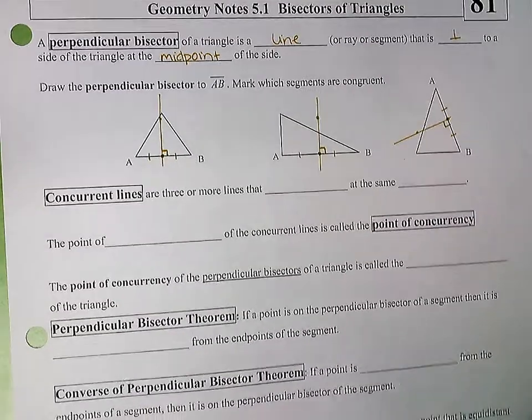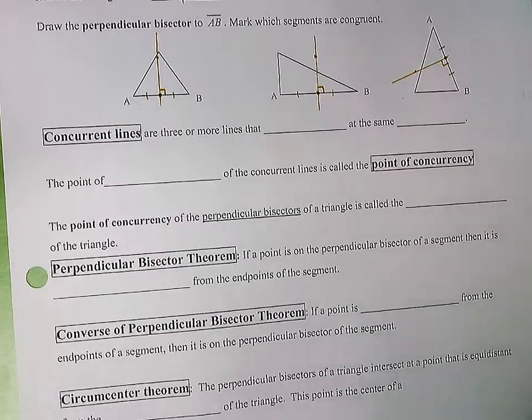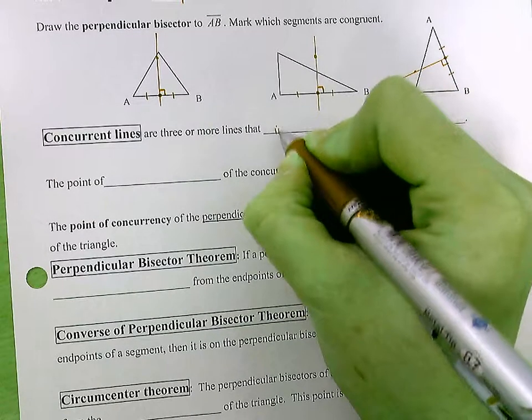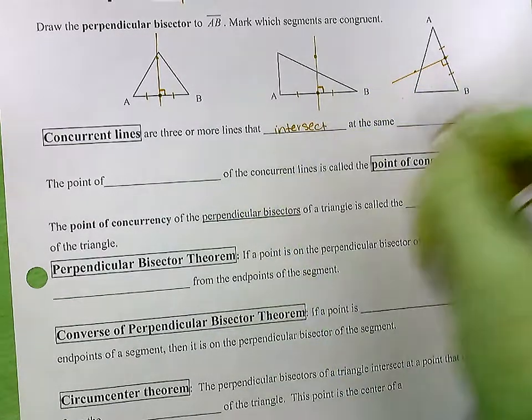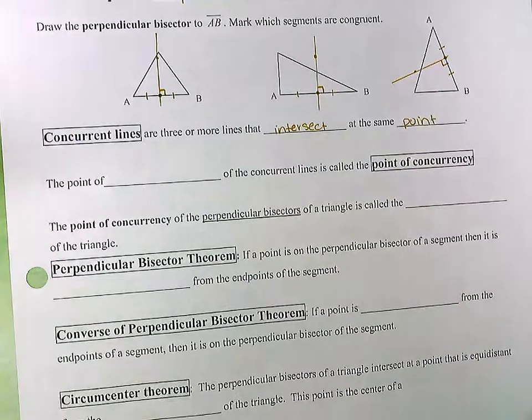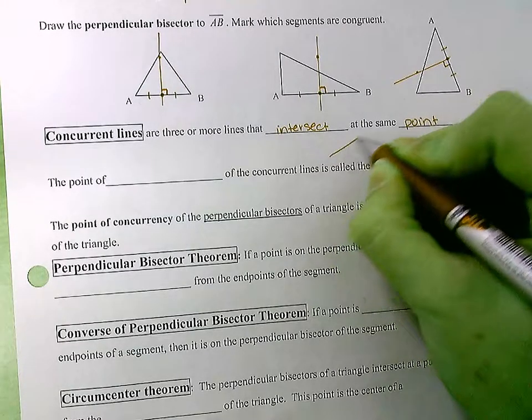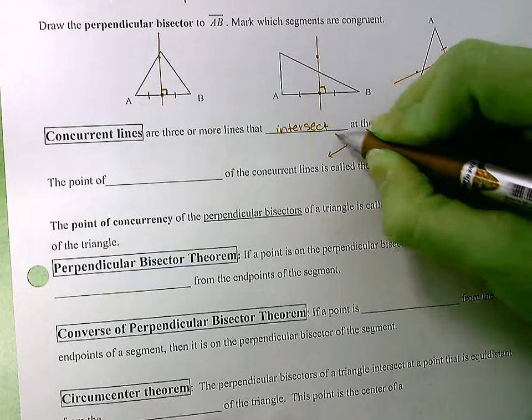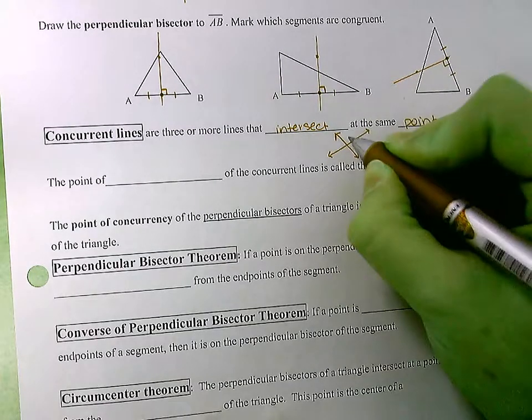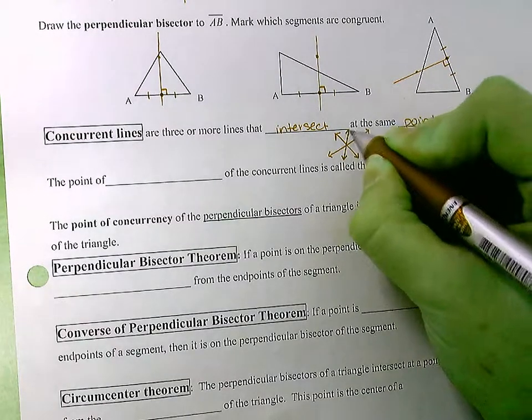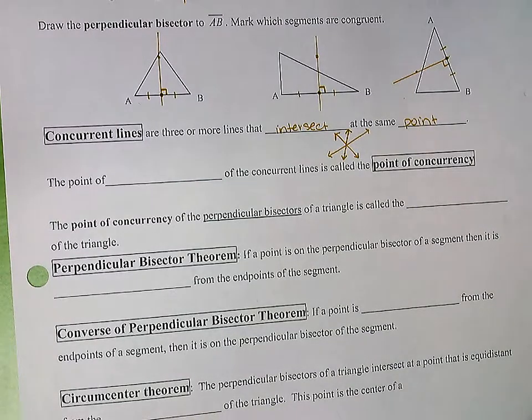All right. Next we have some vocabulary terms. The first one is concurrent lines. These are 3 or more lines that intersect at the same point. So 3 or more lines. So here if I have 1 line, 2 lines, and then a 3rd line, they all have to intersect at that one specific point. Those are concurrent lines.